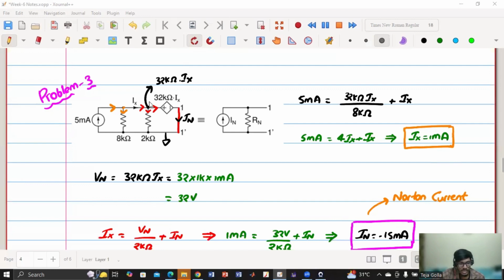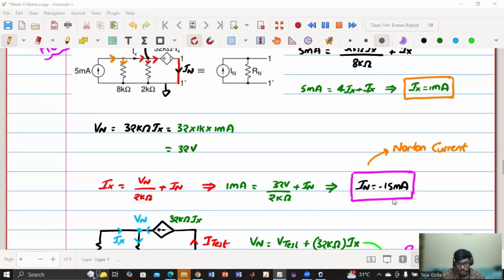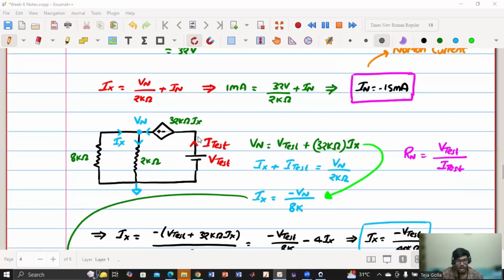So from this expression, I got Ix as 1 milliampere. So if I know Ix, I know this node voltage, which is 32K into Ix. So 32 volt. Now I have applied KCL over here, which is Ix equals Vn by 2K plus I Norton. So from this, we directly got I Norton and it is very straightforward. Coming to the R Norton, I have to find the resistance across these two terminals.